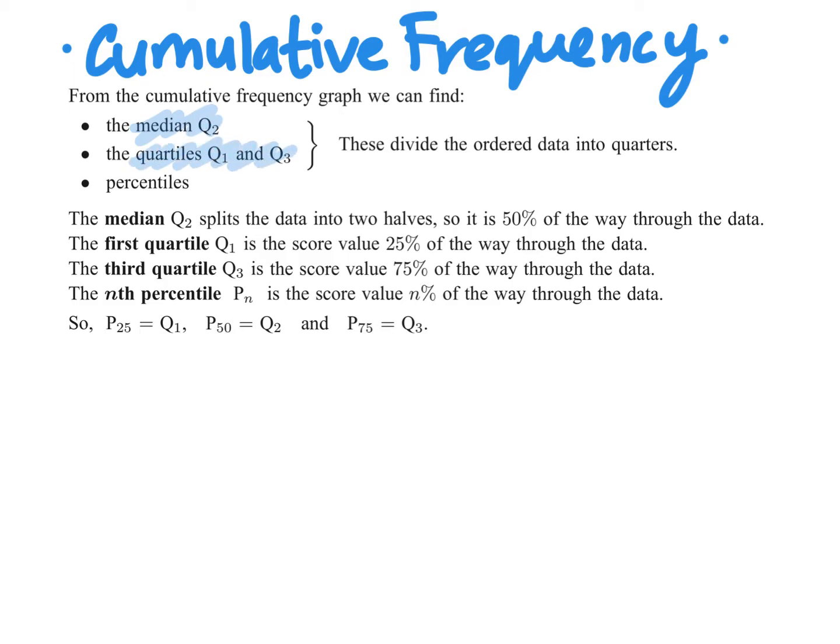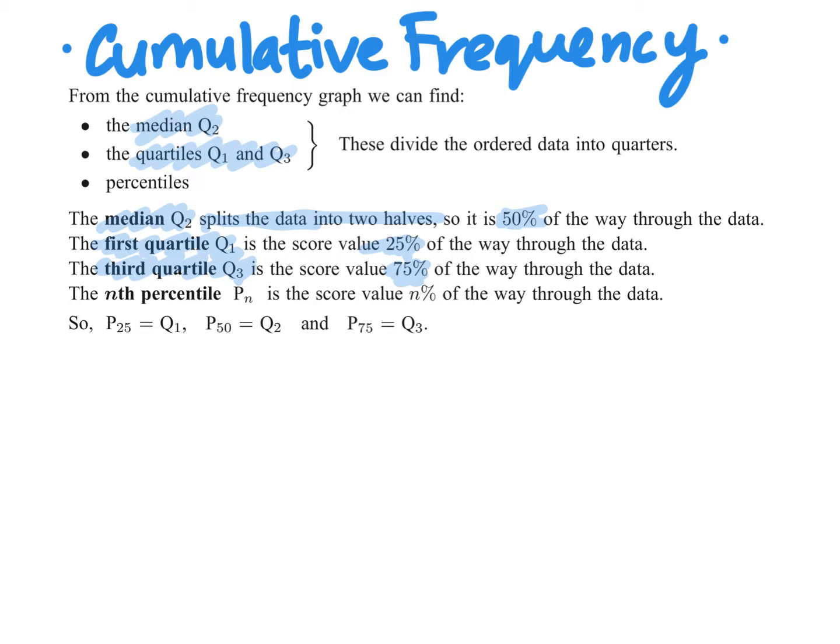Again, what is the median? The median is the middle value, or we can say it splits the data into two halves. It is 50% of the way through the data. The first quartile, symbolized as Q1, is the score value 25% of the way through the data. The third quartile, Q3, is the score value 75% of the way through the data.